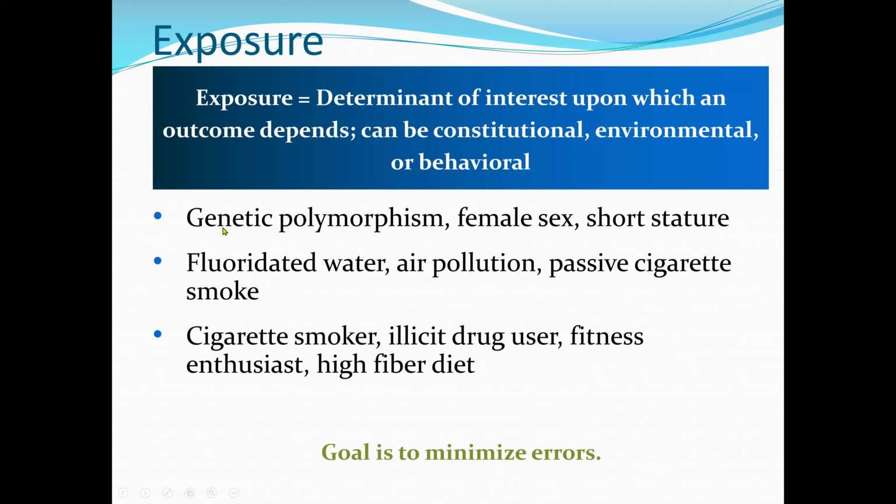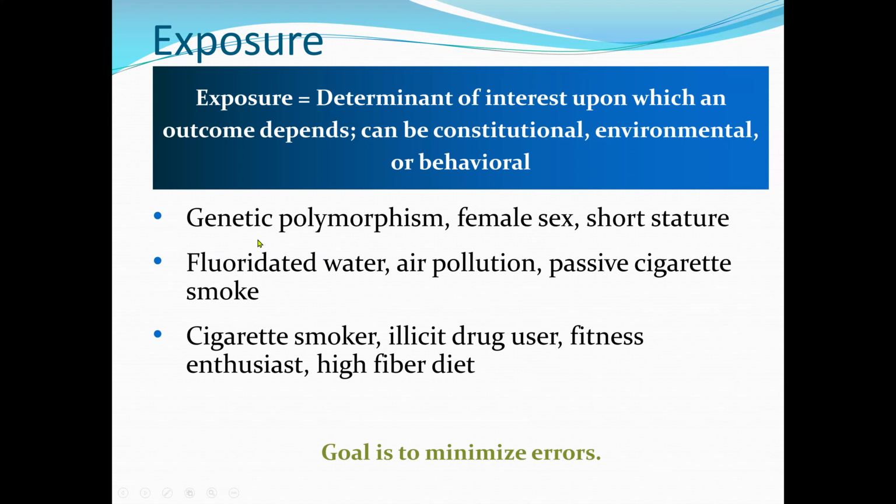An example we have here is genetic polymorphism or female sex. It again depends on what type of study we are doing. We may have some outcome or disease that can be affected by your gender. An example can be breast cancer. There are more females than males.